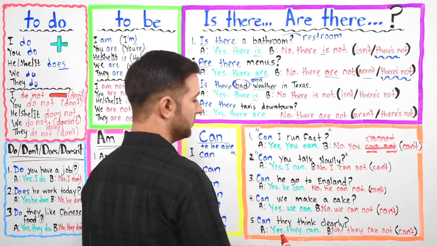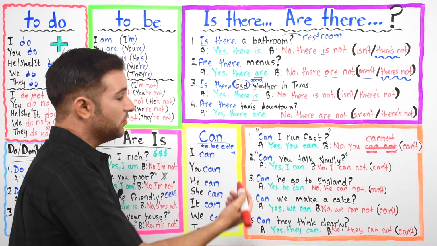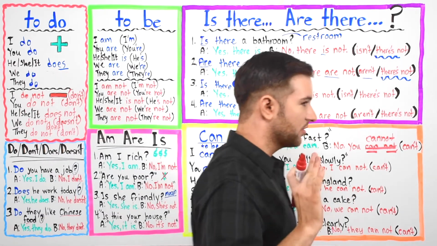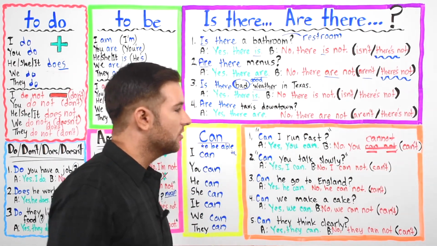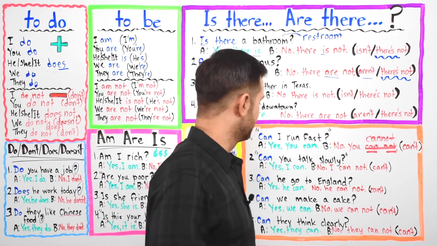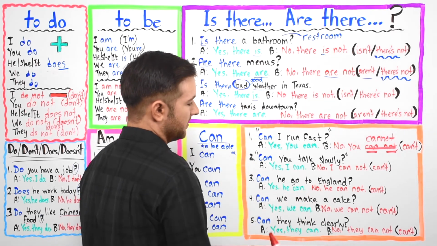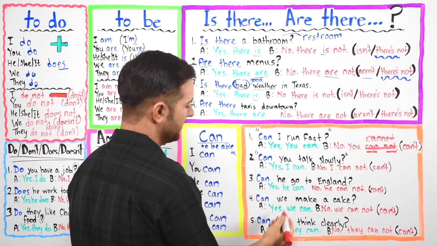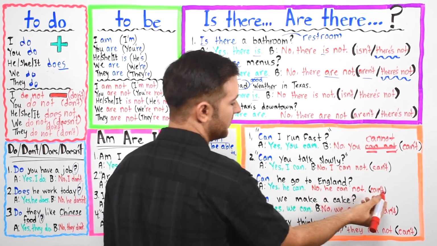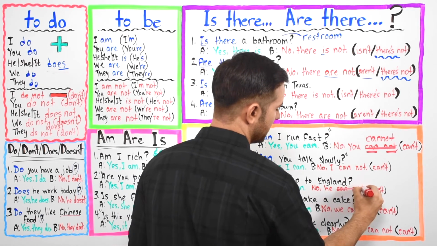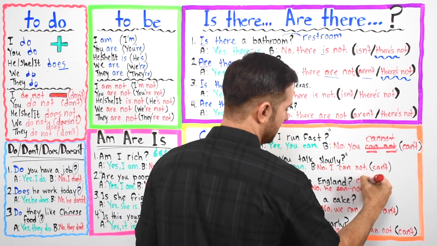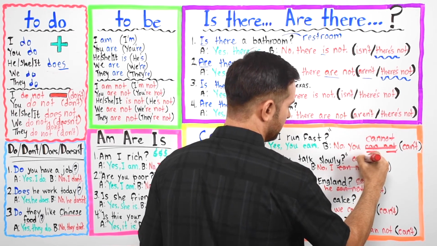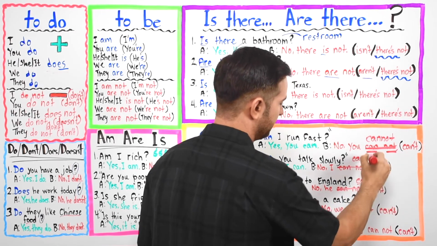Can you talk slowly? You could say, can you walk slowly? So this is walking fast. You know, you're going fast, or you can walk slowly like an old person. Number 3, he can go to England. Okay, can he go to England? Yes, he can, or no, he cannot, or no, he can't. And remember, we can put cannot here like this as one word, also here as one word. Oftentimes you'll see it like that.